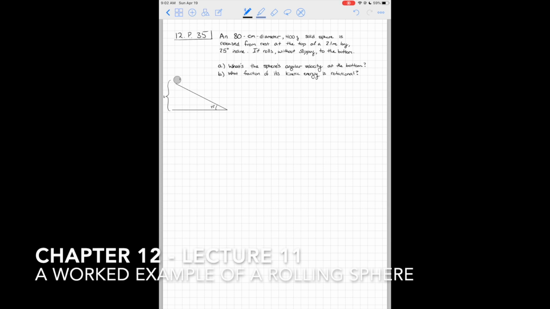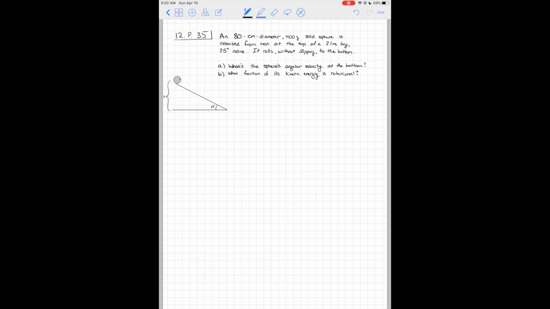Hello folks, we're talking about kinetic rotational energy in this problem. This is number 35 from the back of the chapter. We have an 80 centimeter diameter, 400 gram solid sphere released from rest at the top of a 2.1 meter long 25-degree incline. It rolls without slipping to the bottom. A. What's the sphere's angular velocity at the bottom? And B, what fraction of its kinetic energy is rotational?